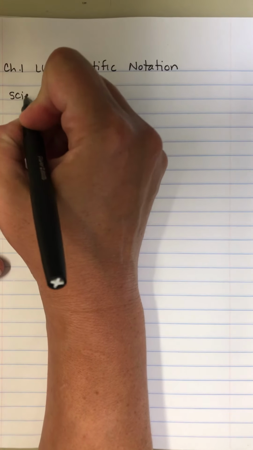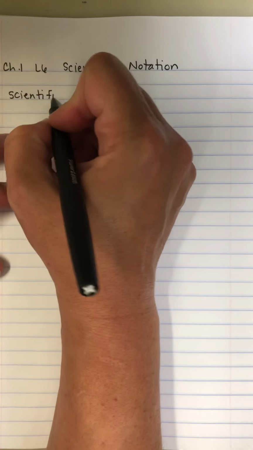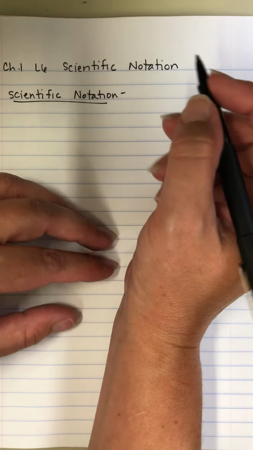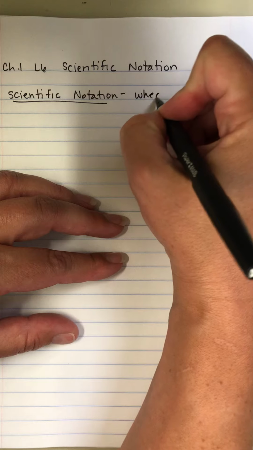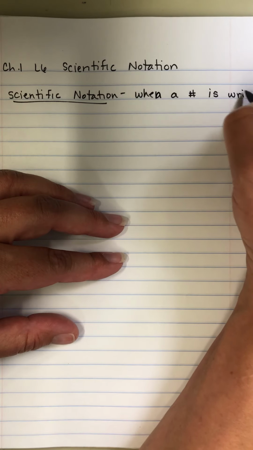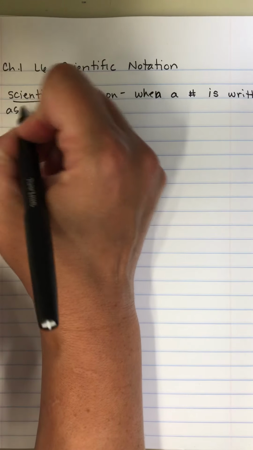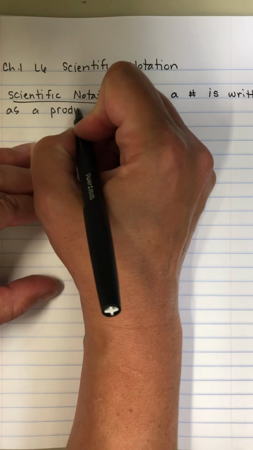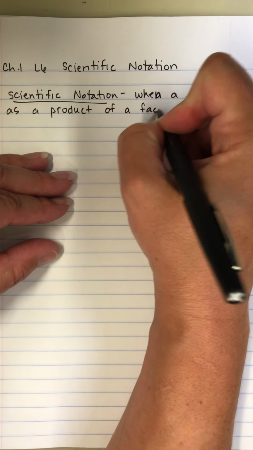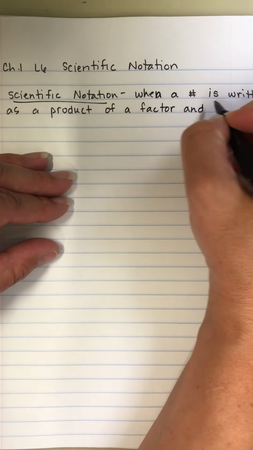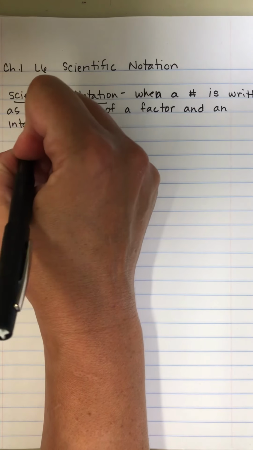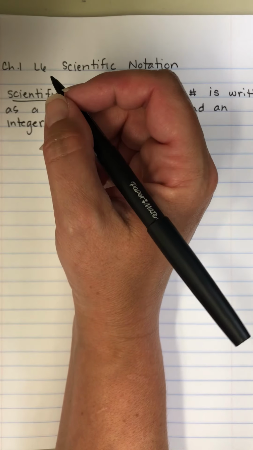So what is scientific notation, and what do we use it for? Scientific notation is when a number is written as a product of a factor and an integer power of 10.